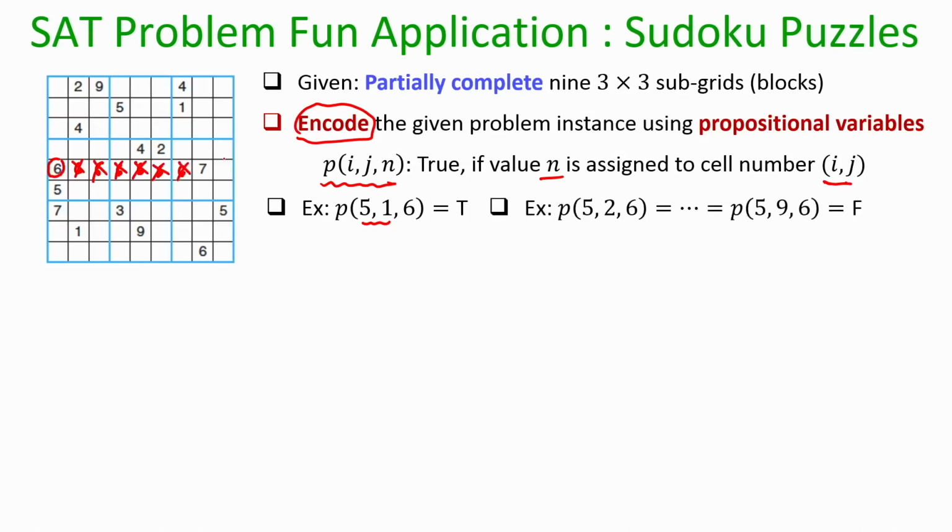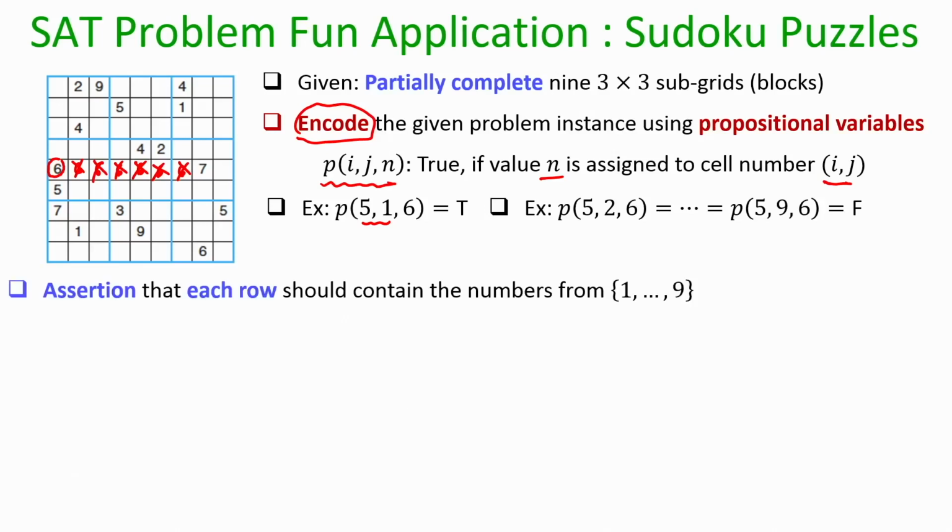Okay. That is why all the remaining propositional variables p 526, p 536, p 596 will be automatically false. So, that is how I can encode the initial conditions which are given to me by these propositional variables.